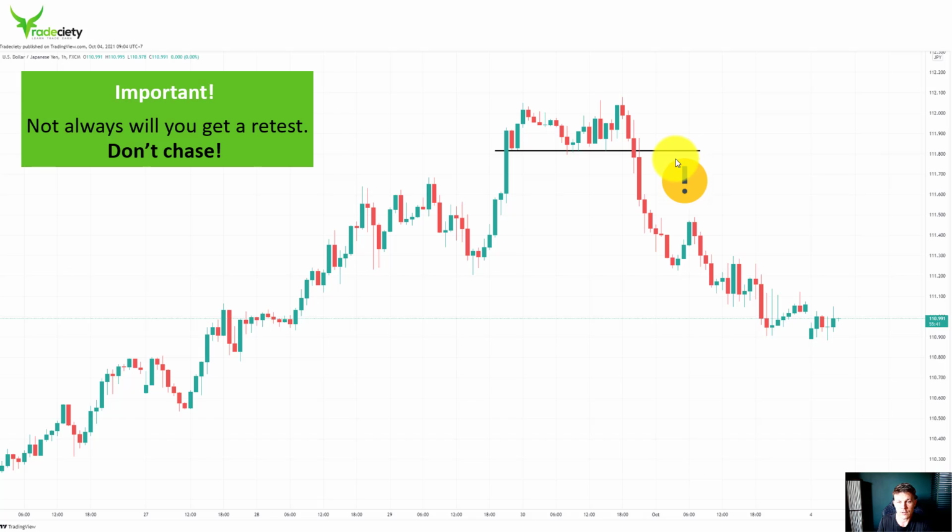So if you don't have a retest, just wait for the next trade. There's always going to be a next trade. And that is very important as a retest trader.